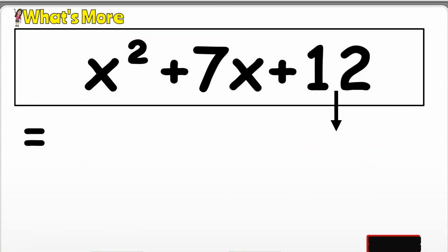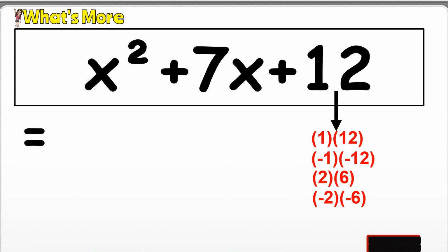We have x squared plus 7x plus 12. The first thing that you're going to do is list all the factors of your last term, and that is 12. Ilista mo raw lahat ng factors niyan. Ibig sabihin, dalawang number na pag binag-multiply, ang sagot ay 12. So, what are they? We have 1 times 12, negative 1 times negative 12, 2 times 6, negative 2 times negative 6, 3 times 4, negative 3 times negative 4.